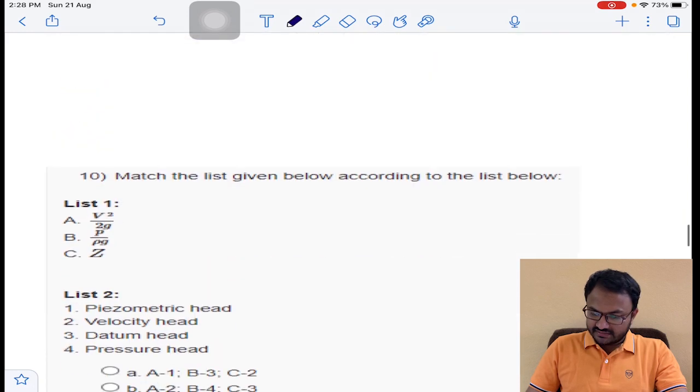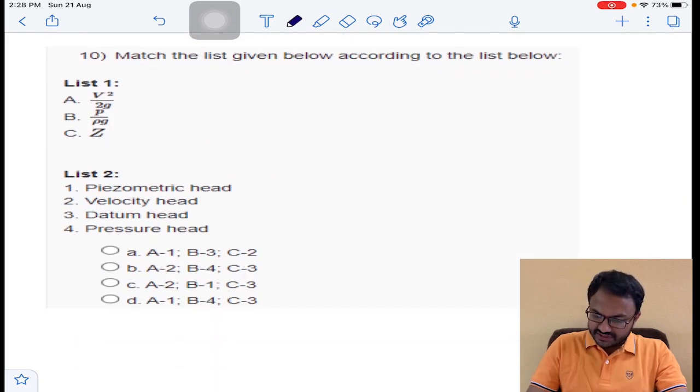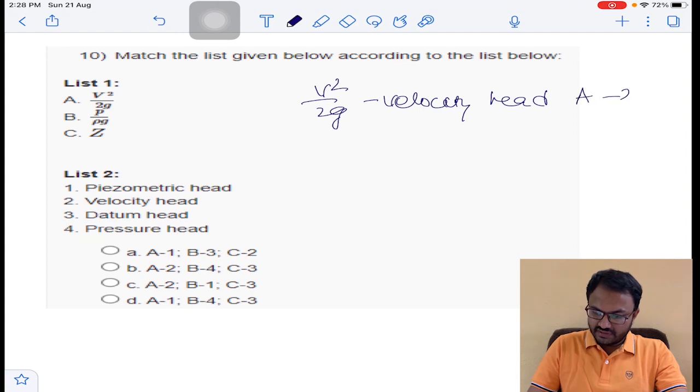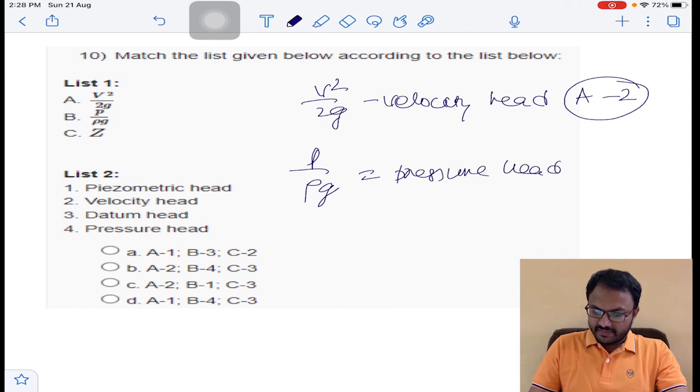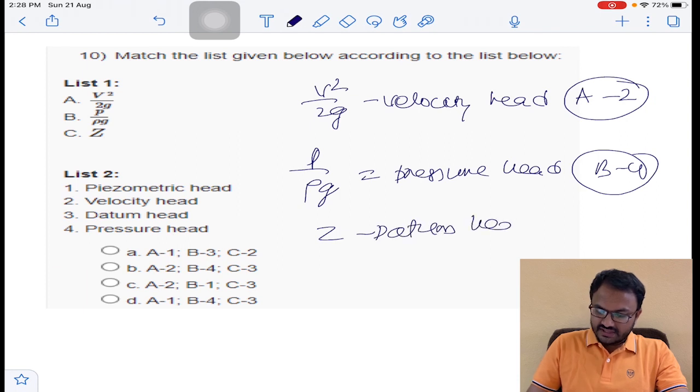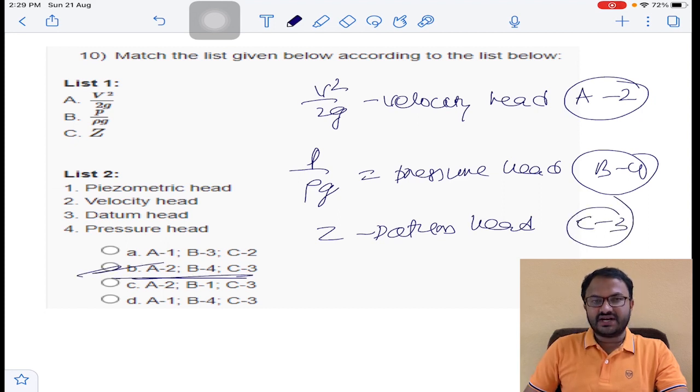Next question, question number 10. So he has given some list. We know V square by 2g is velocity head. So for A it is 2. And P by rho g is equal to pressure head, so that is B4. And C, Z is datum head, so datum head Z is C3. So 2, 4, 3 are the answers. So option B for question number 10.